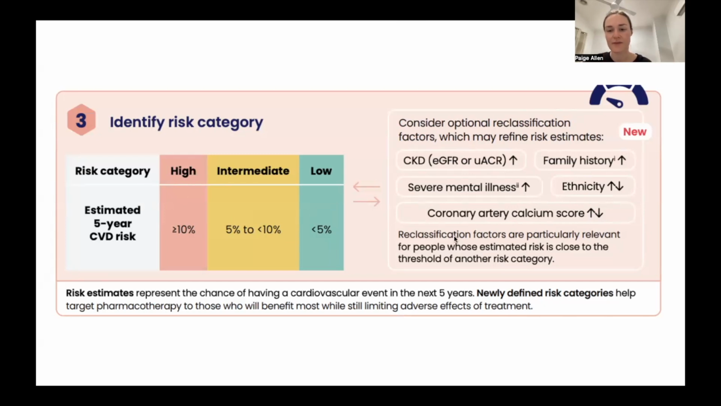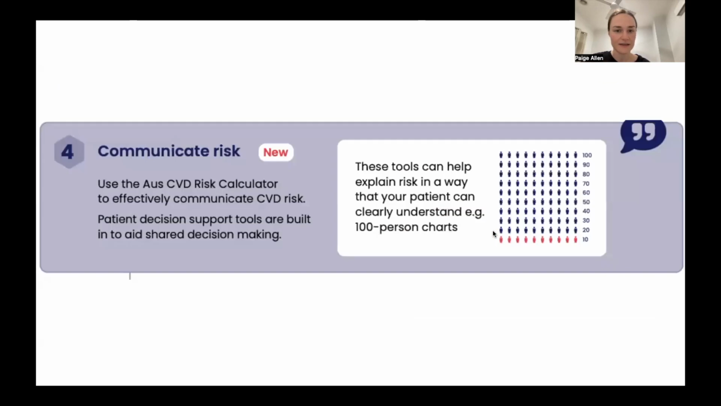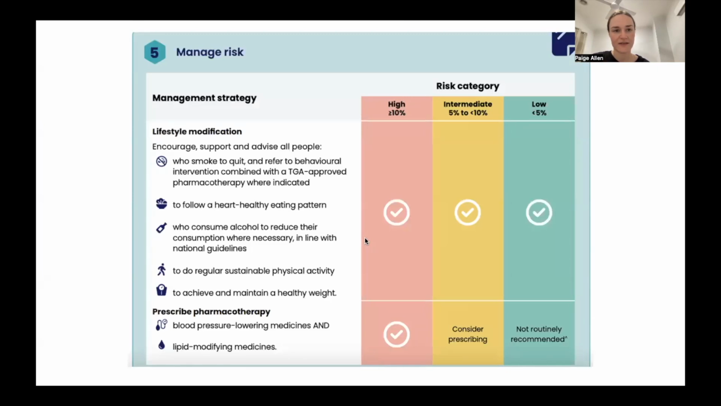And then you reclassify people based off of if they have any of these other factors. I'll touch on coronary artery calcium scores in a minute. And then, yeah, you're supposed to communicate their risk using these little diagrams, that kind of thing. And then we get to the management of their risk.